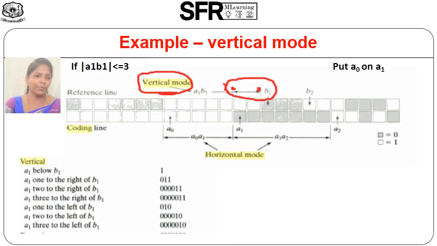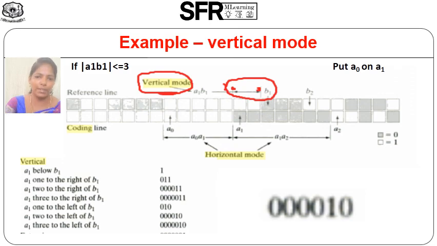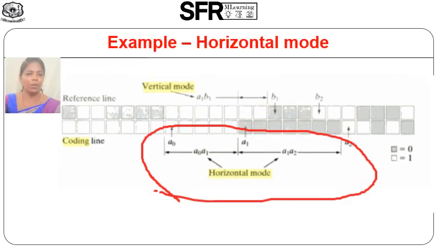In this particular example, A1 is 2 positions to the left of B1, so our code word is 000010.